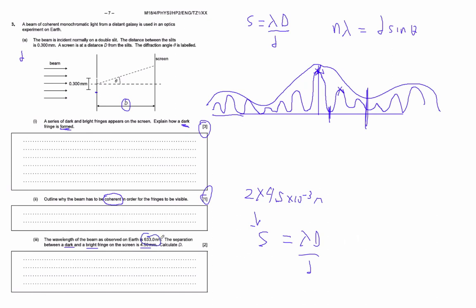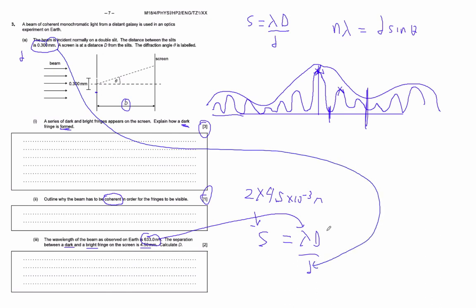And then this is going to be your lambda, and this is going to be your little d, and you're solving for big D. Okay? I got something between 4 and 5 meters, I'm just going to say. Spoiler alert. Sorry about that. All right.